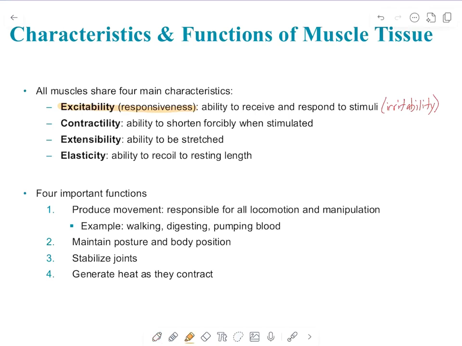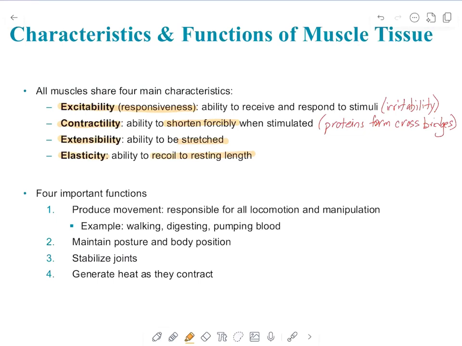The next characteristic is contractility, and this is the ability to shorten forcibly when stimulated. And in this chapter, we're going to learn that there are specific proteins that form what are called cross bridges, and we'll learn the mechanism by which that happens. The third characteristic is extensibility, the ability to stretch. And lastly, we have elasticity, which is the ability to recoil to that resting length.